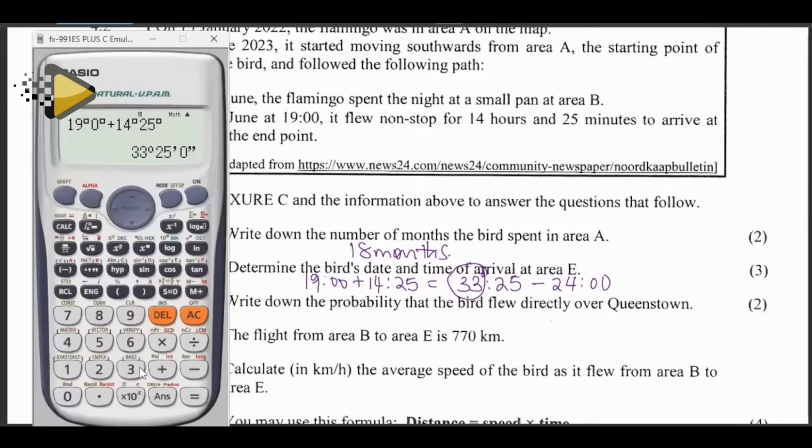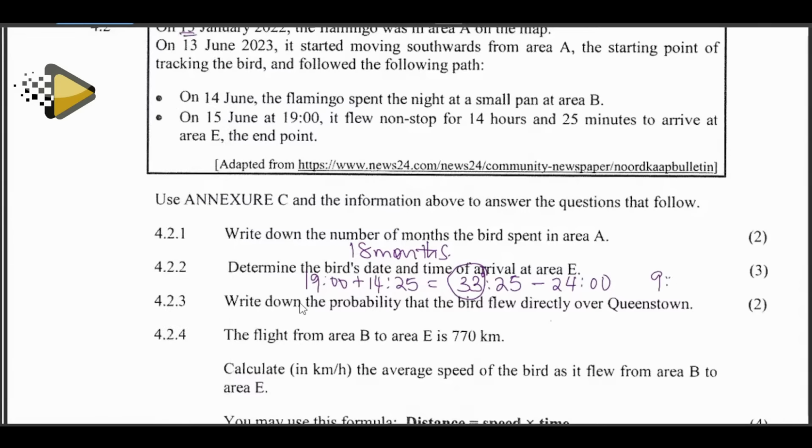So we shall come back here, subtract 24 hours. And this gives you 9:25, meaning it arrived there at 9:25. Probably this is in the morning. This is in the morning. And what are they saying? The date. It has to arrive there on the 16th June, 16th June 2023.